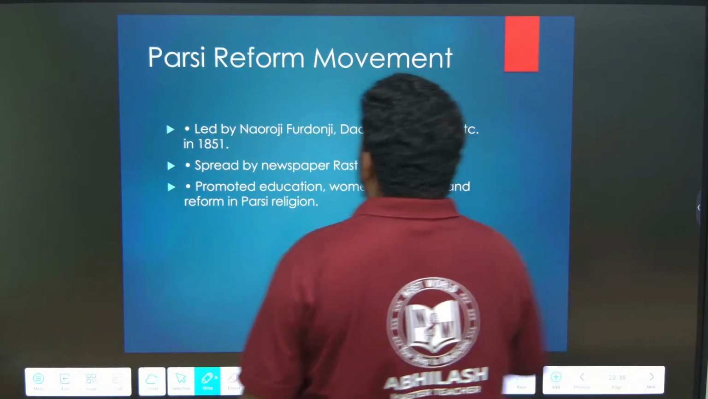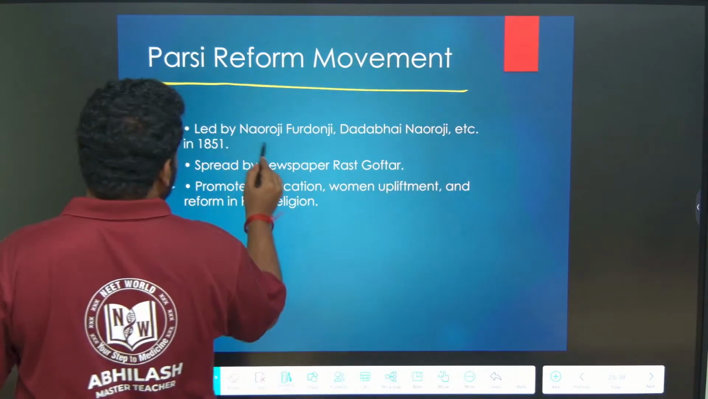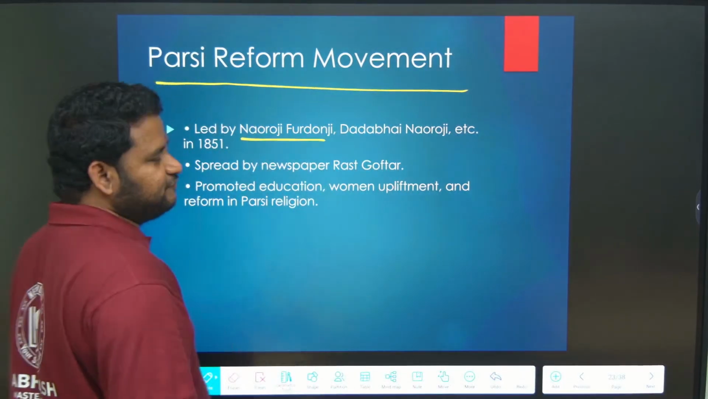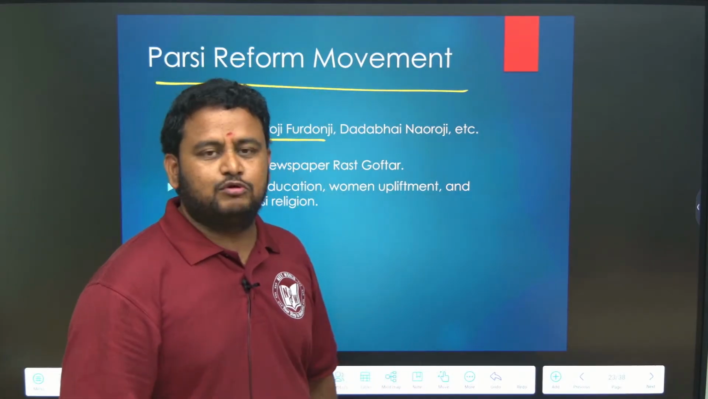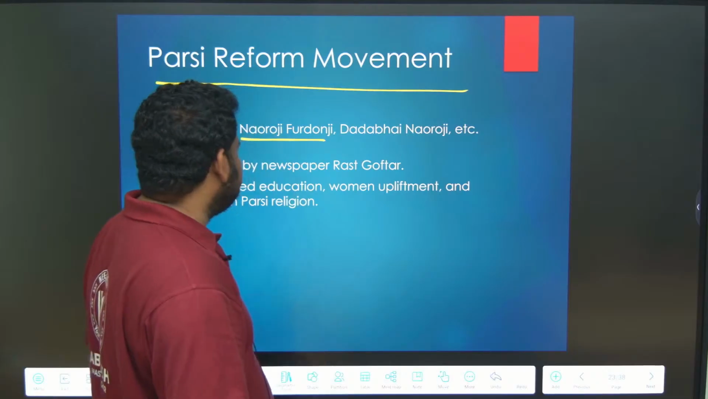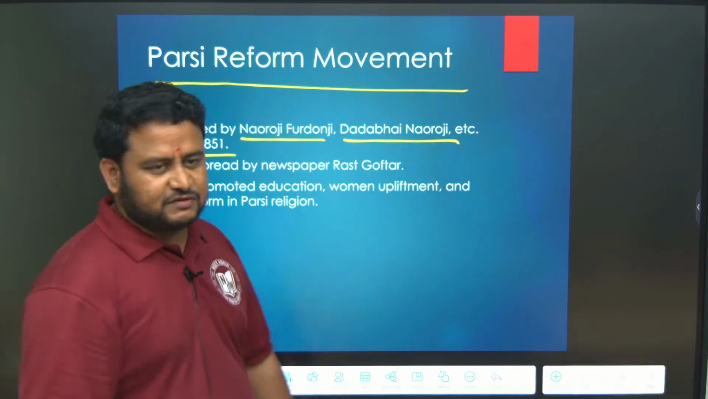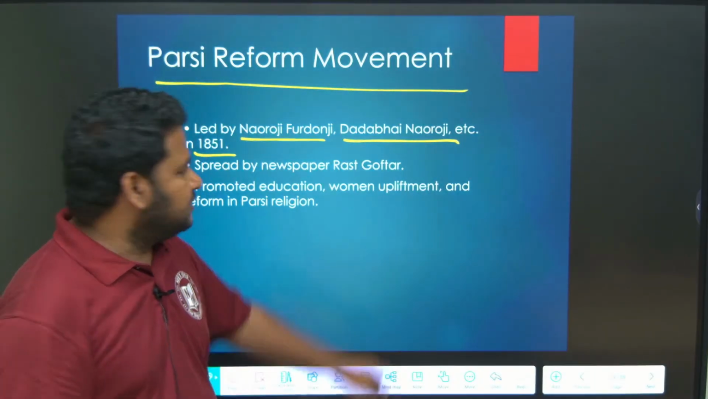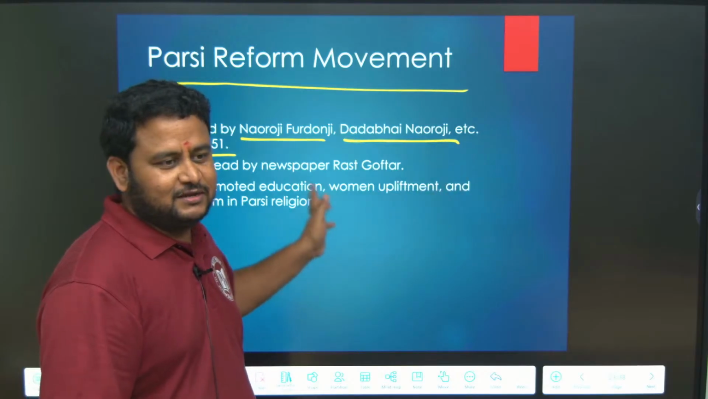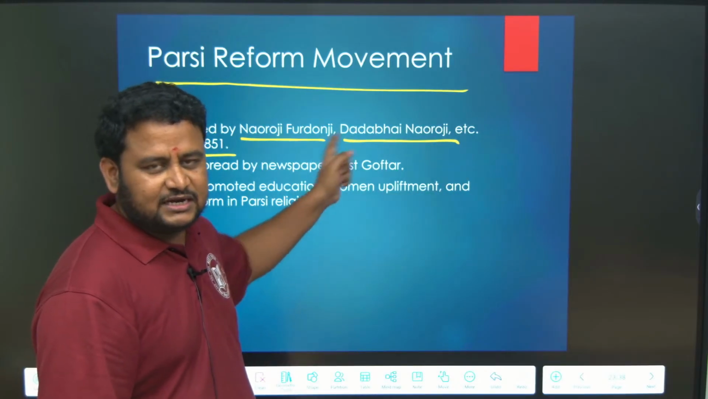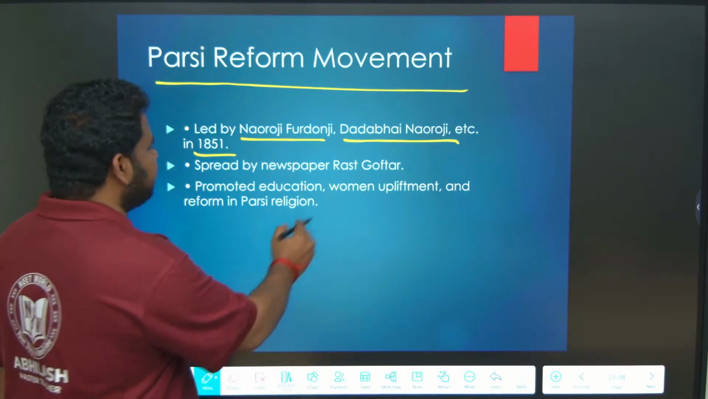Next we will learn the Parsi reform movement, that is reform movement among the Parsis. It was led by Naoroji Furdunji. If you get a name ending with ji, you should understand they are mostly Parsis. First it was led by Naoroji Furdunji, and later by Dadabhai Naoroji in 1851. This Naoroji became Dadabhai Naoroji. Later it was taken forward by Dadabhai Naoroji, spread by the newspaper Rast Goftar.